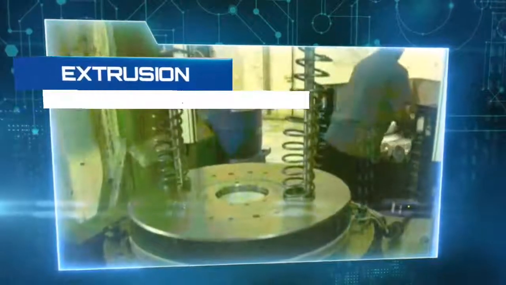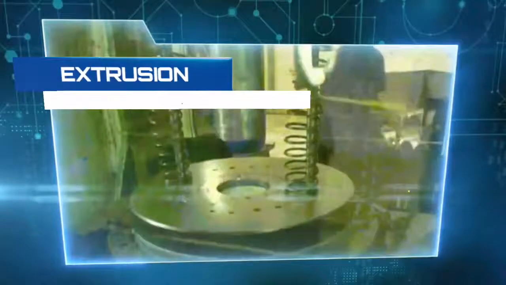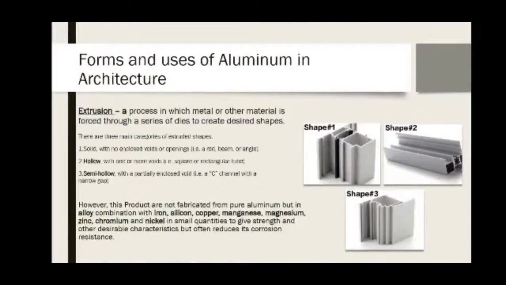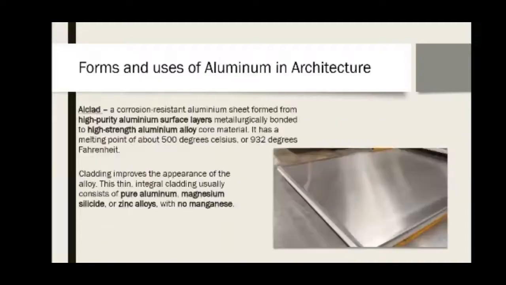Extrusion. Extrusion is a process in which metal or other material is forced through a series of dies to create a desired shape. There are three main categories of extruded shape: solid with no enclosed voids or openings, hollow with one or more voids, and semi-hollow with a partially enclosed void.